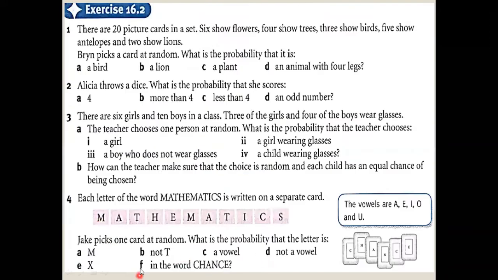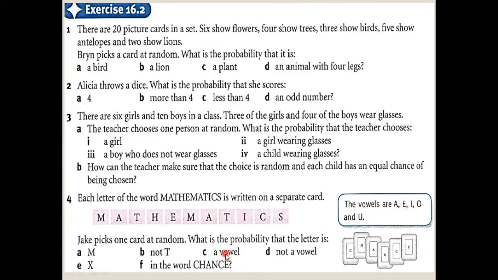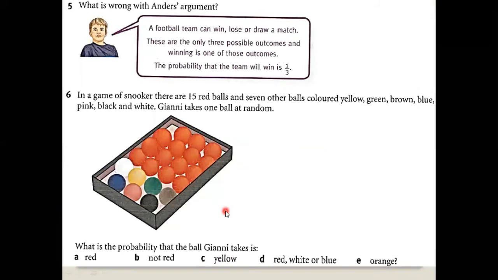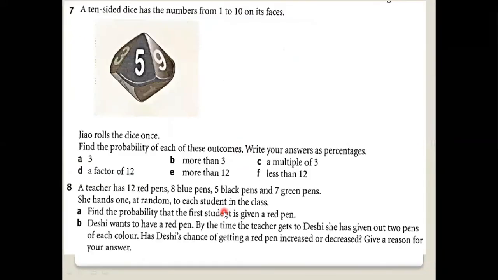As it is the same, not a T. Other than T means there are 2 T's, we remove them from 11. So it's 9 by 11. Vowels, A, E, I, O, U, these are the vowels. So A, E, 4. So there are 4. So we say 4 by 11. The remaining questions we are doing the same way. It's so simple, not difficult for us to understand this.